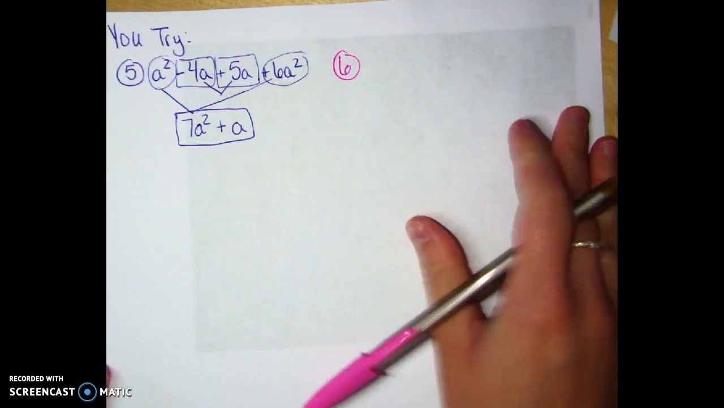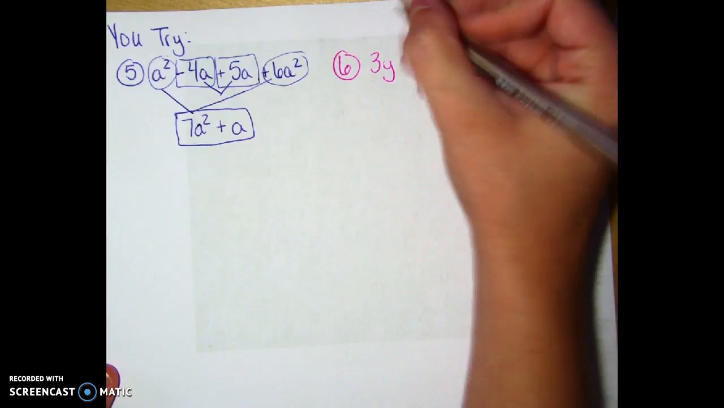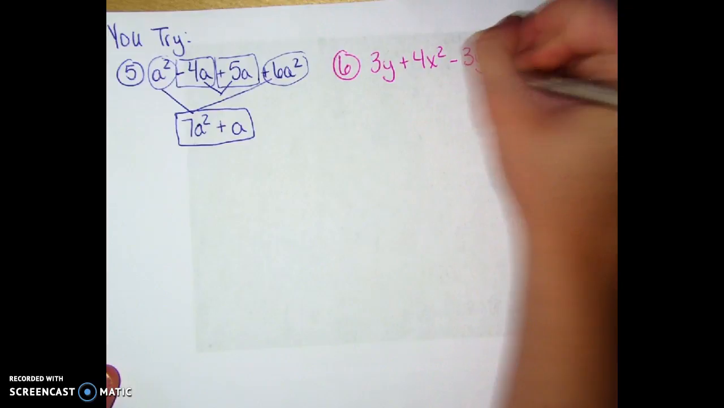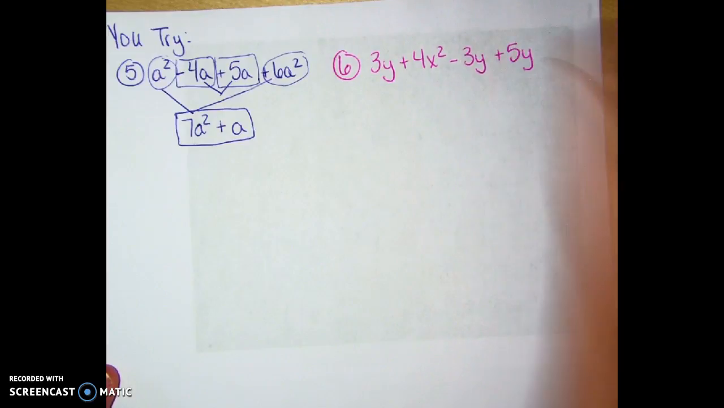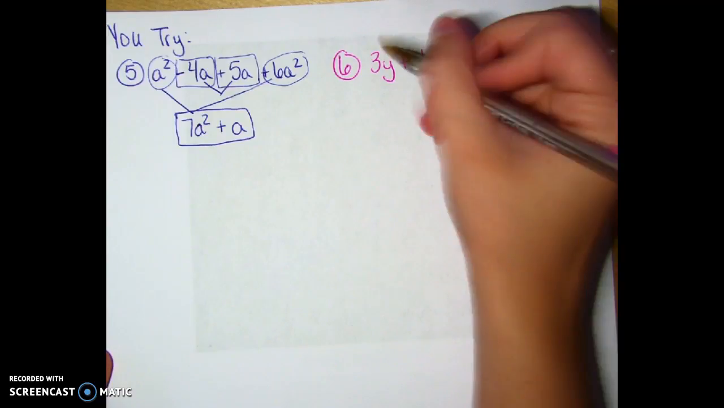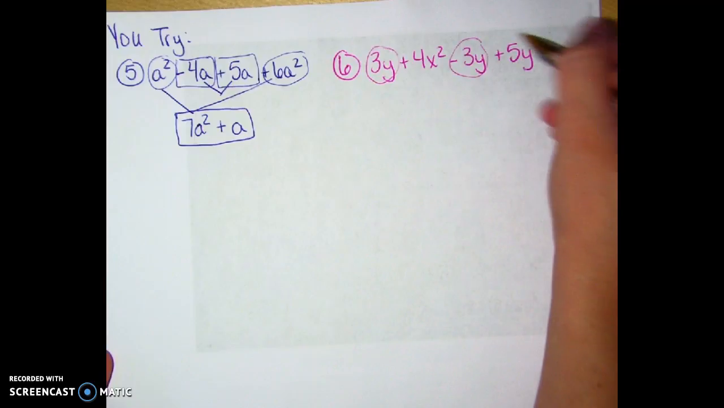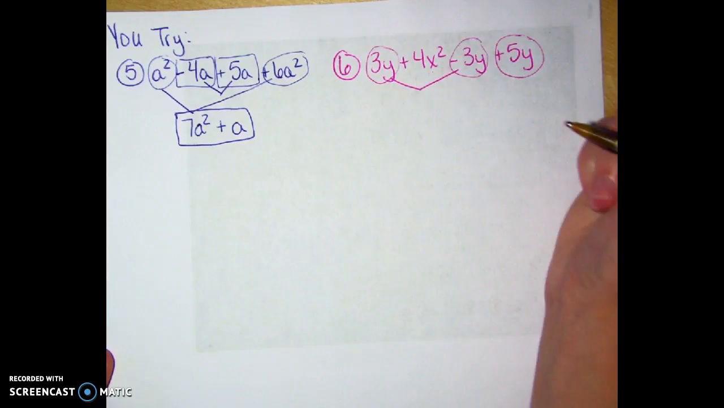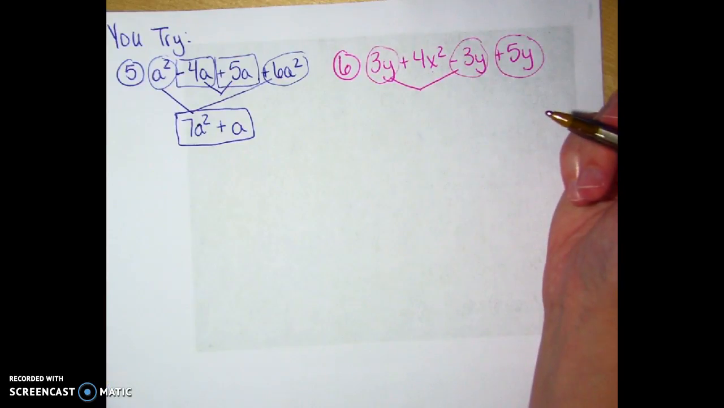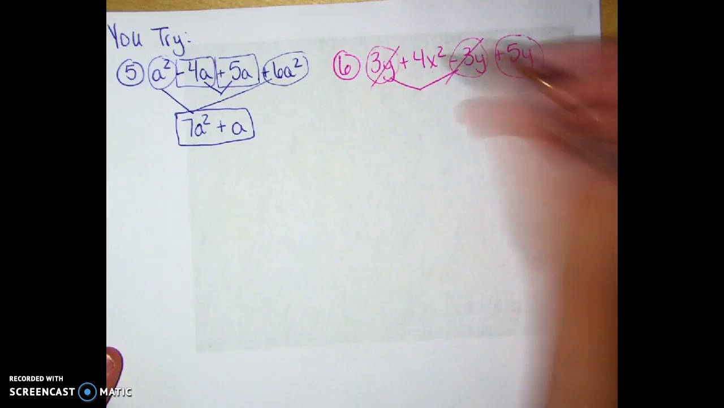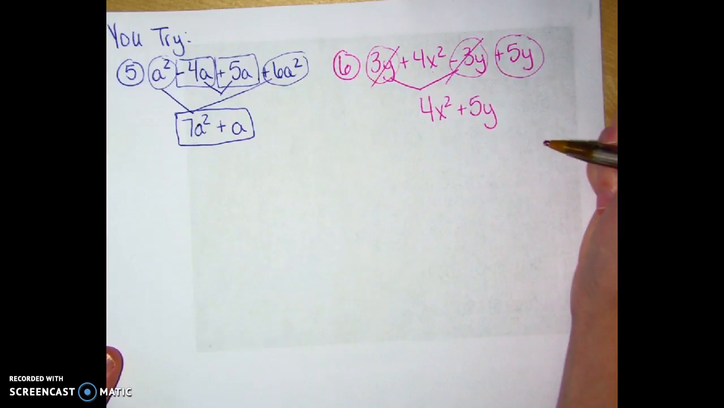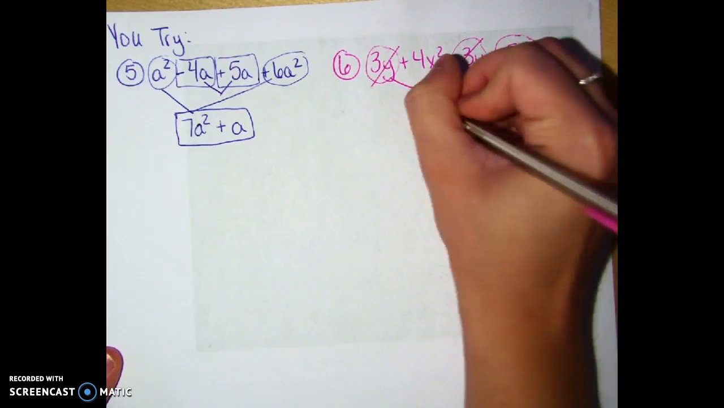Number 6 is 3y plus 4x squared minus 3y plus 5y. So go ahead and try that one. Okay, I have y, and x squared is by itself. So first I'm going to combine 3y minus 3y. 3y minus 3y is 0, so that's gone. I'm going to bring down the 4x squared and the 5y, and that's it. I cannot combine it any further.